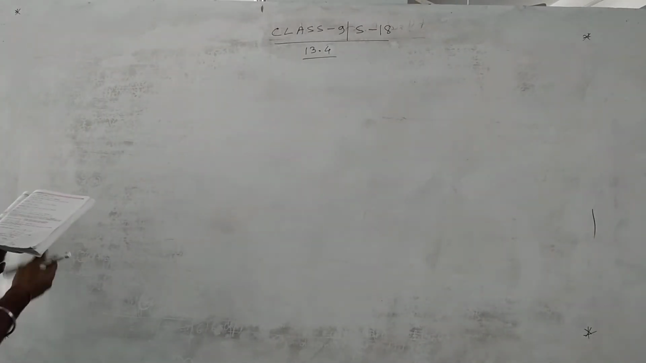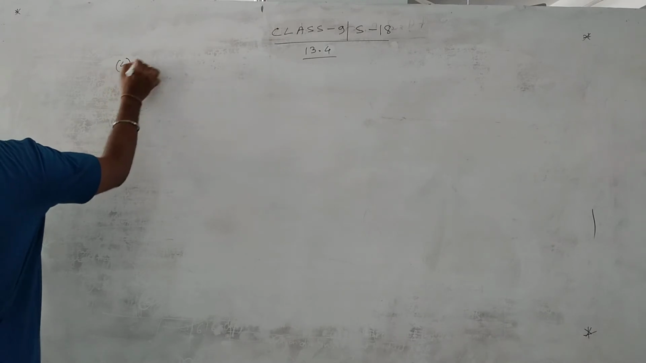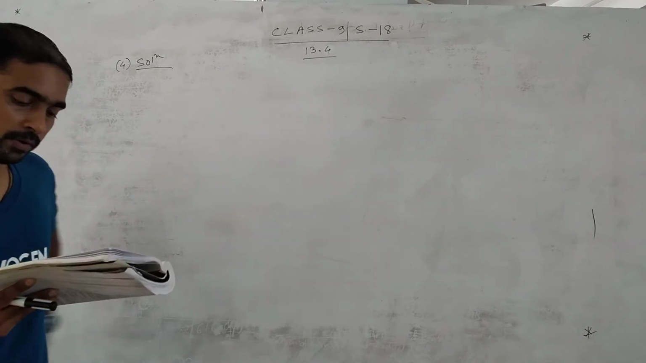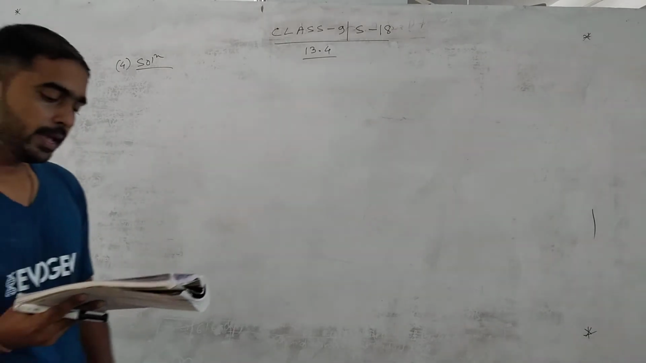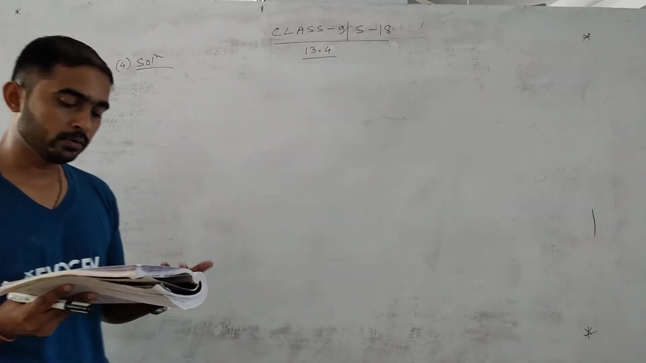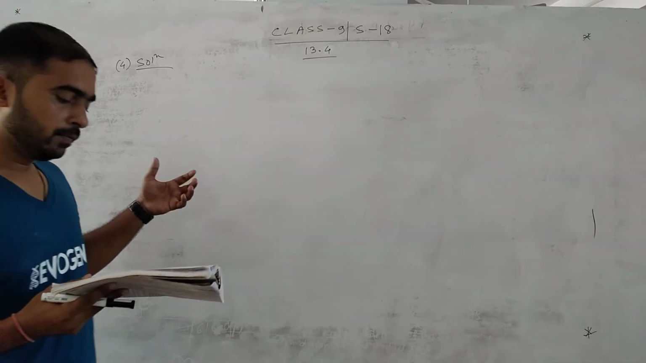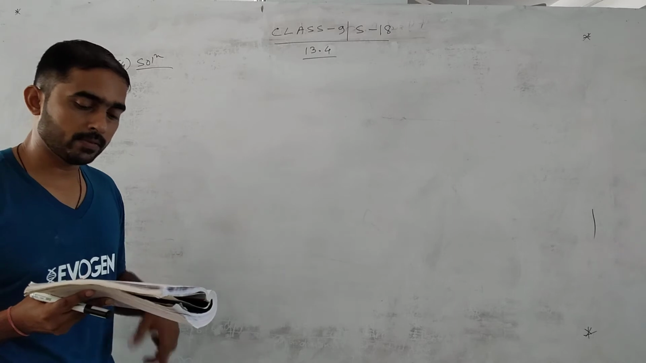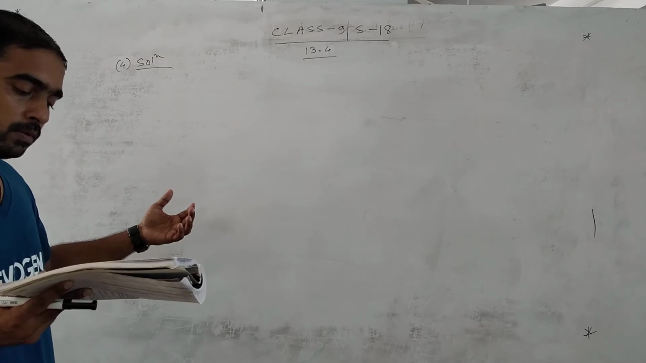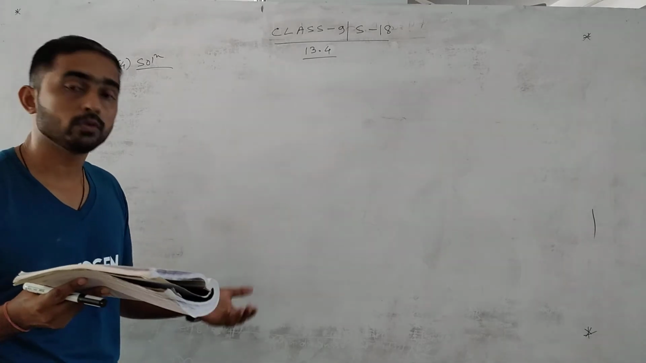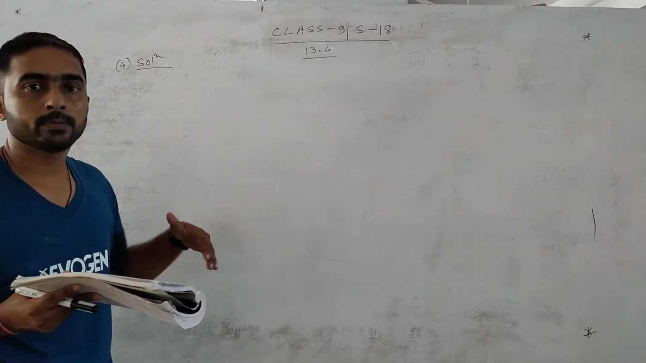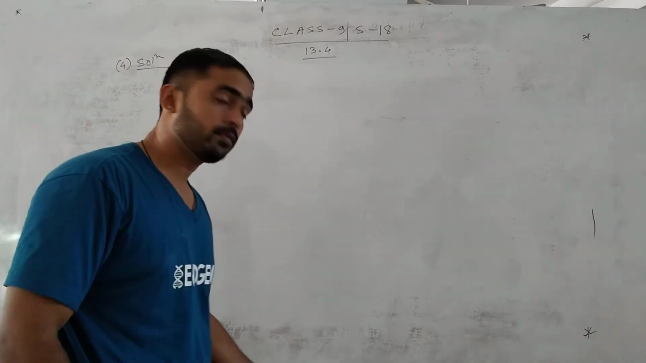Okay, now question number 4. What is question number 4? The radius of a spherical balloon increases from 7 to 14 centimeter as air is being pumped into it. Find the ratio of the surface area of the balloon in two cases. So there are two balloons of two different sizes. The first one having a radius 7 centimeter and the second one having a radius 14 centimeter. First we have to find out the ratio of the surface area of two balloons, and then find the ratio.